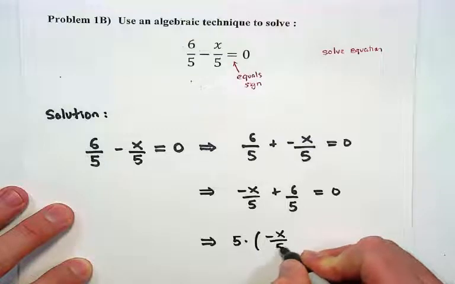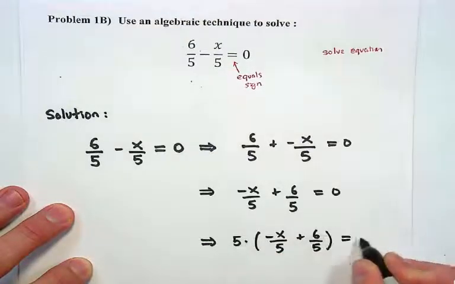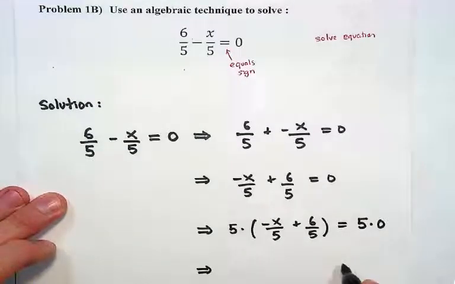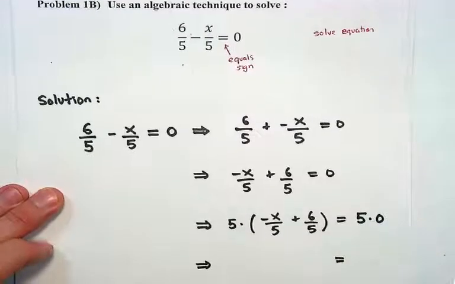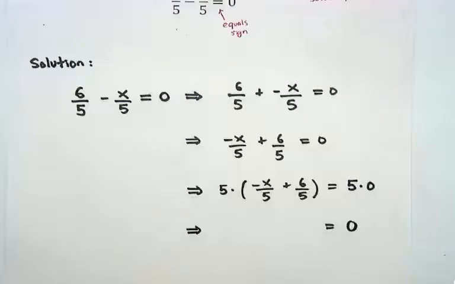Multiplication undoes division. If I multiply the left-hand side by the number 5, I must also multiply the right-hand side since this is equality. I know for sure that 5 times 0 is 0. Multiplication by 0 turns any number into 0.